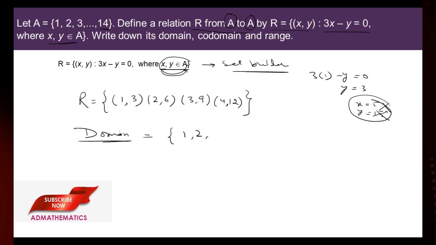Yes, it is 1, 2, 3 and 4. What is the range? Range is the second elements of the ordered pair. So 3, 6, 9 and 12. And what will be the codomain?